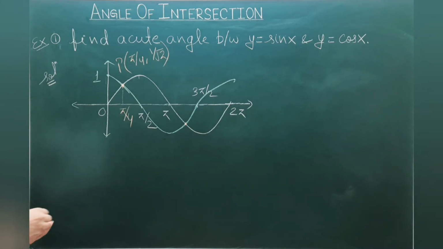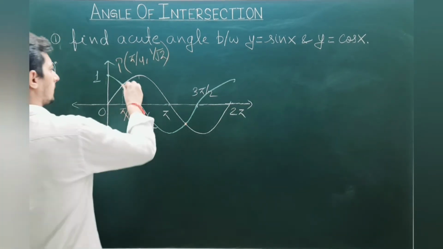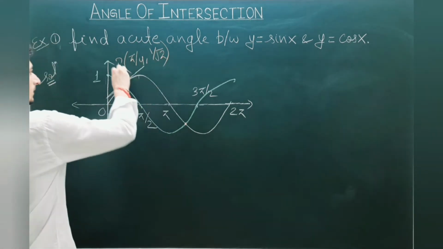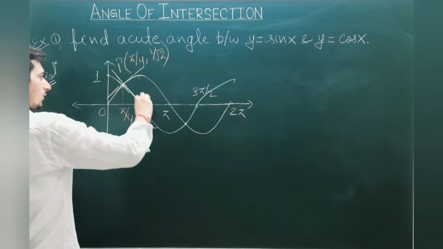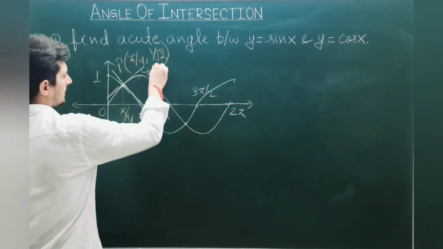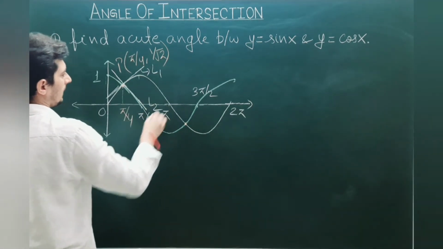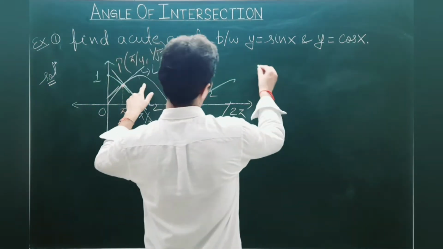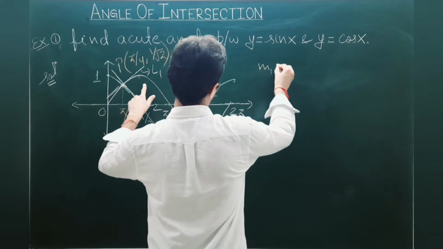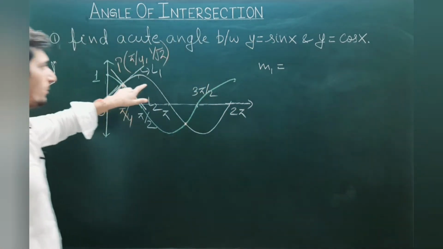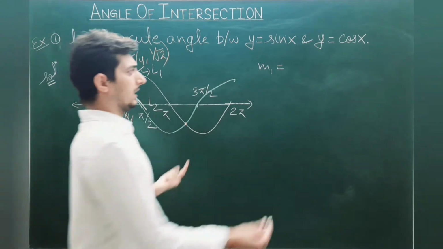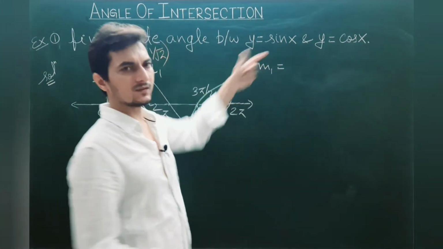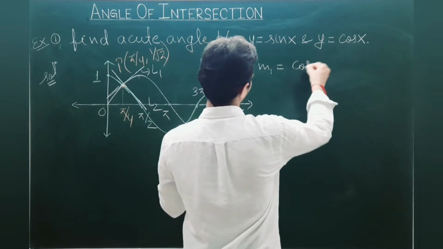Now let me draw the tangent here to the sine curve and the tangent here to the cosine curve. Let's say this is L1 and this is L2. What we need here is only their slopes. Now the slope of the line L1, m1, or the slope of the tangent to the sine curve, will be given by the derivative. Now the derivative of sine is what? Cos x.